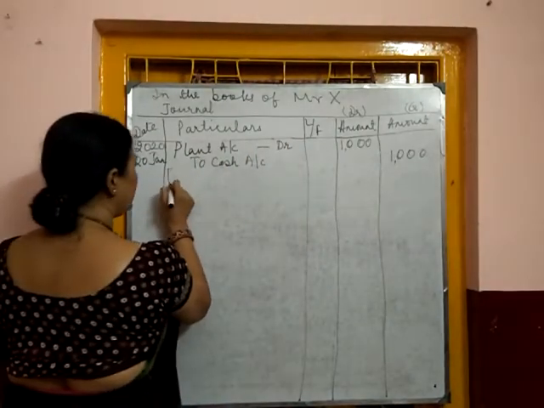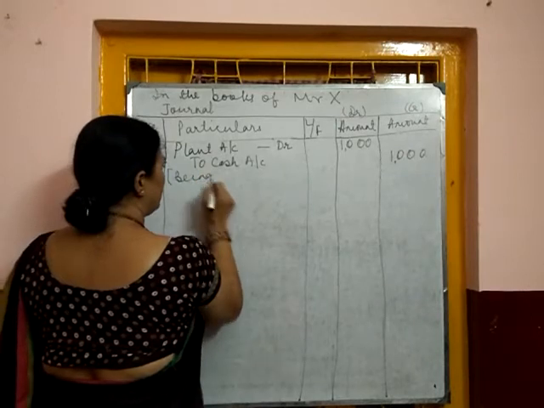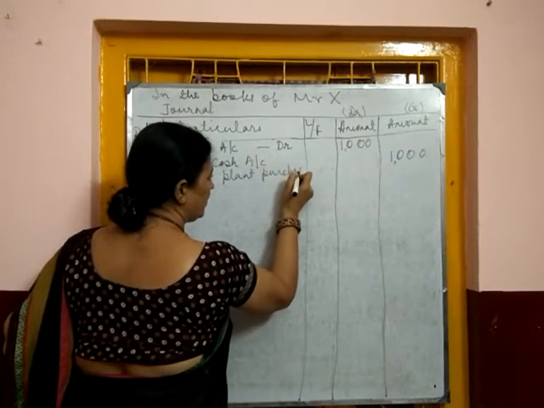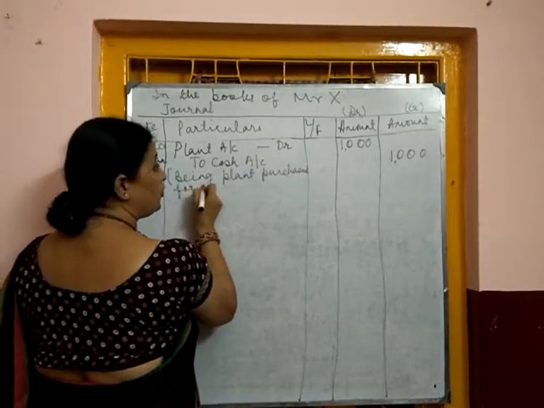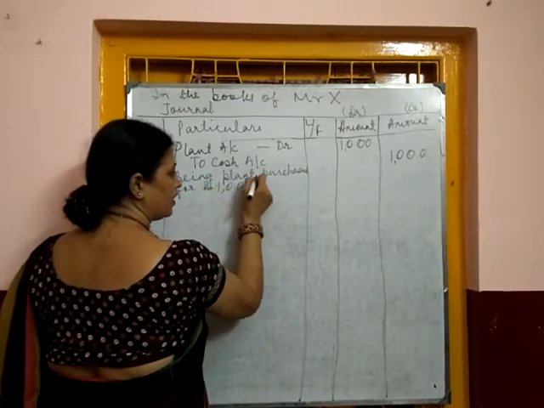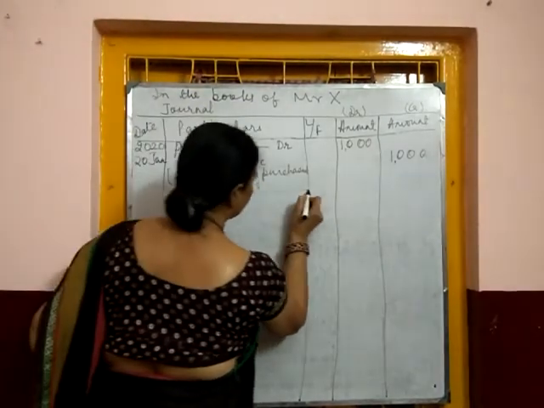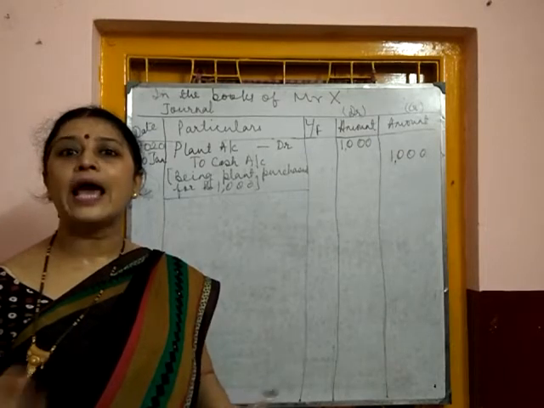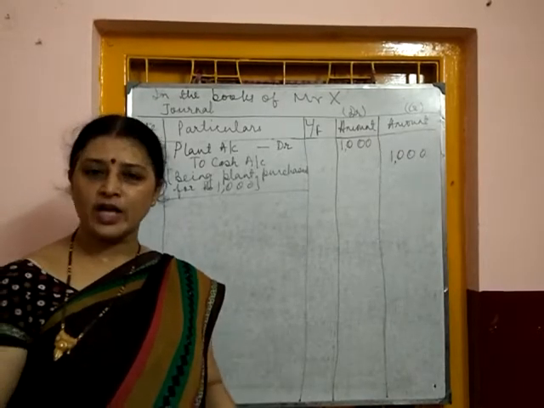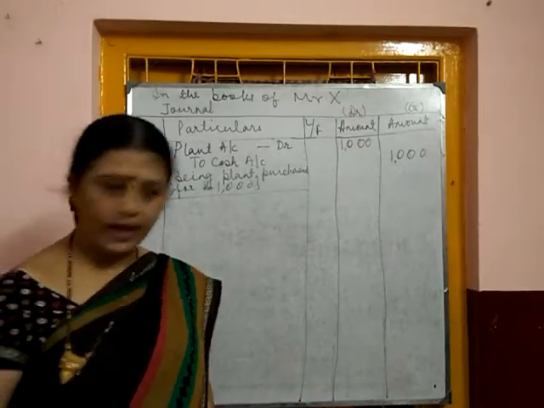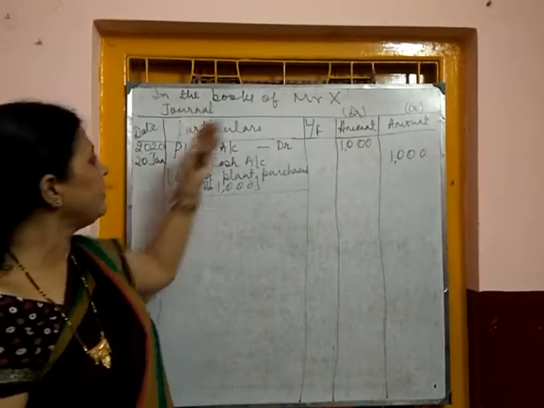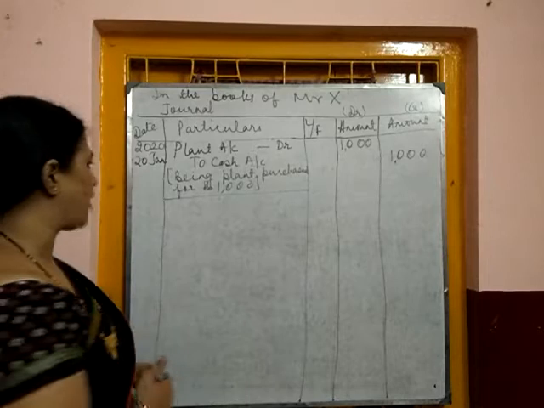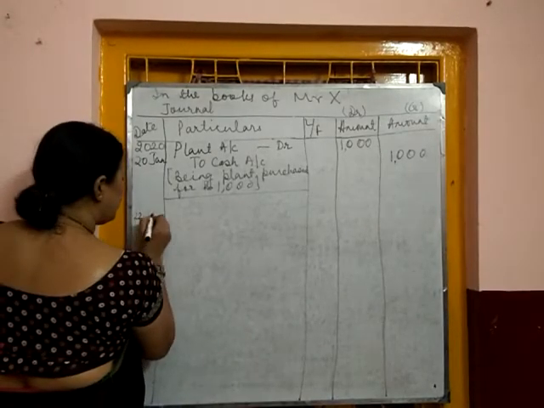And our narration will be: being plant purchased for rupees 1000. Clear? Now we will draw a line. Okay. Again, Mr. X is selling goods for cash, rupees, say 1300. And on which date? Suppose 22nd of January. So we will take it as 22nd January.